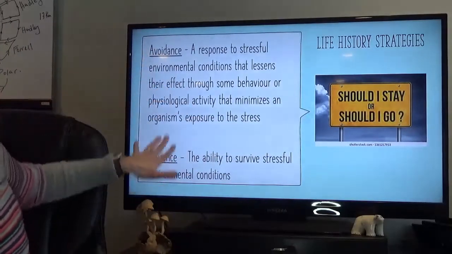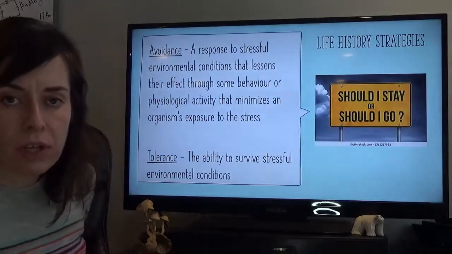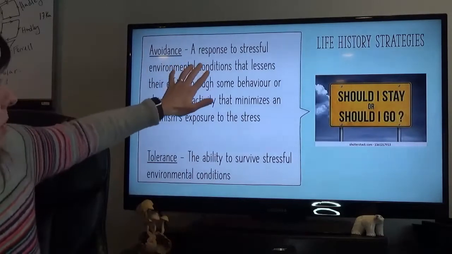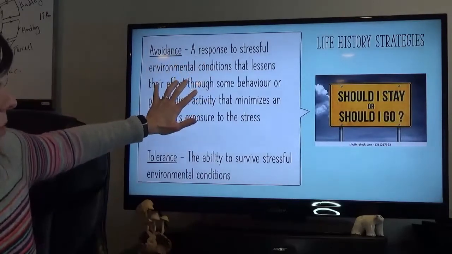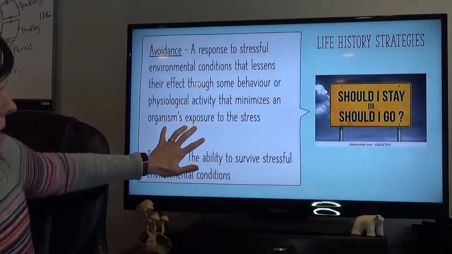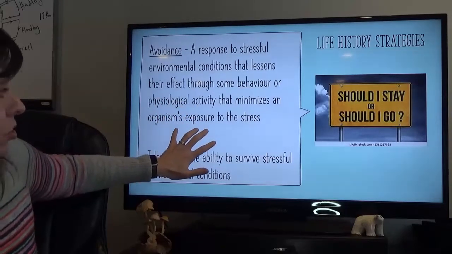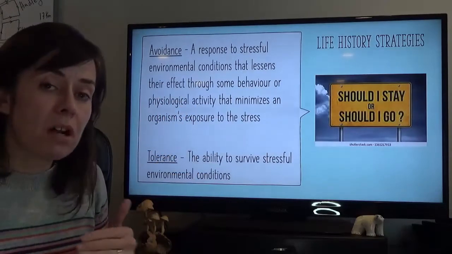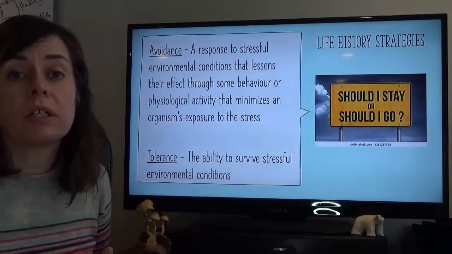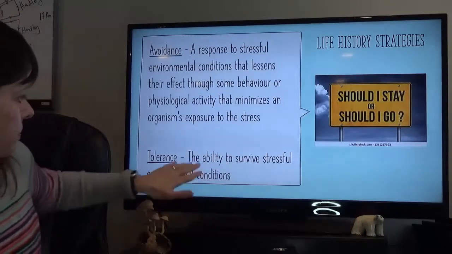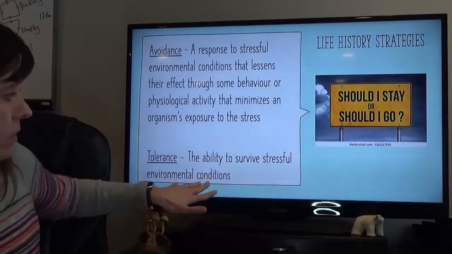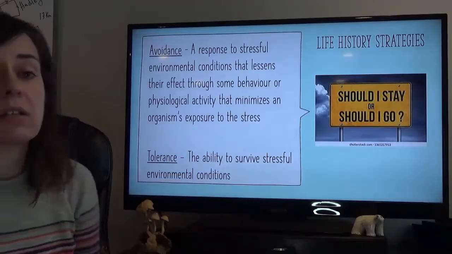So there's a couple of key strategies. These are not all of the strategies, but when we think about stress, you can either avoid it. So avoidance is a response to stressful environmental conditions that lessens their effects through some behavior or physiological activity that minimizes an organism's exposure to the stress. So you modify how you're behaving or how your physiology works in order to lessen the impact of that stress. Tolerance, on the other hand, is the ability to survive those environmental conditions.